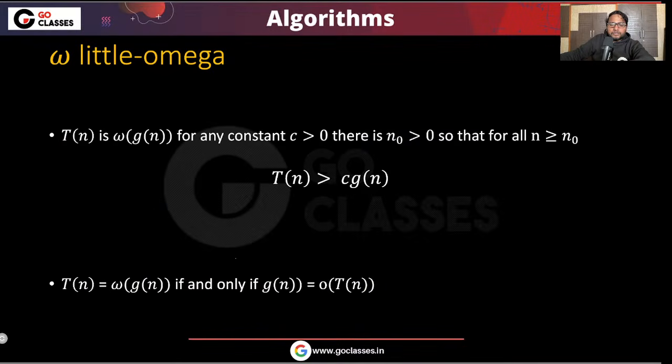Okay, so let's just see the little omega. And then we will see more examples and many questions. See here, the little omega is also same, that here also this is for any constant should be true. So if this is true, which means it is function greater, not just constant greater. If this is function greater, then this is related by little omega.